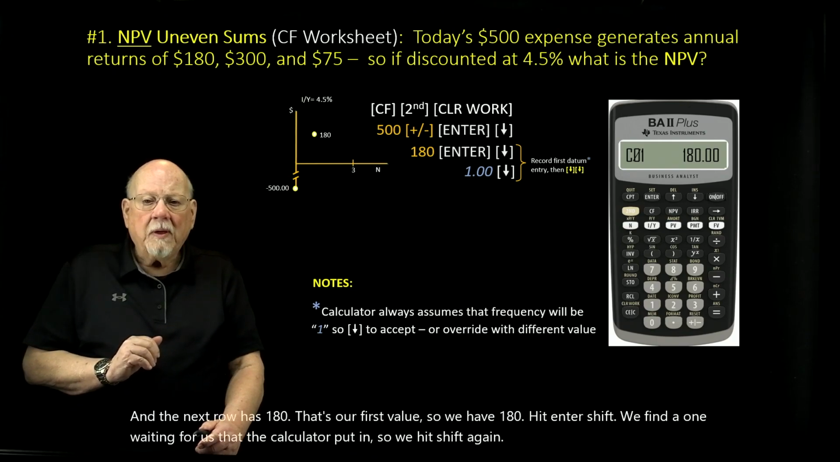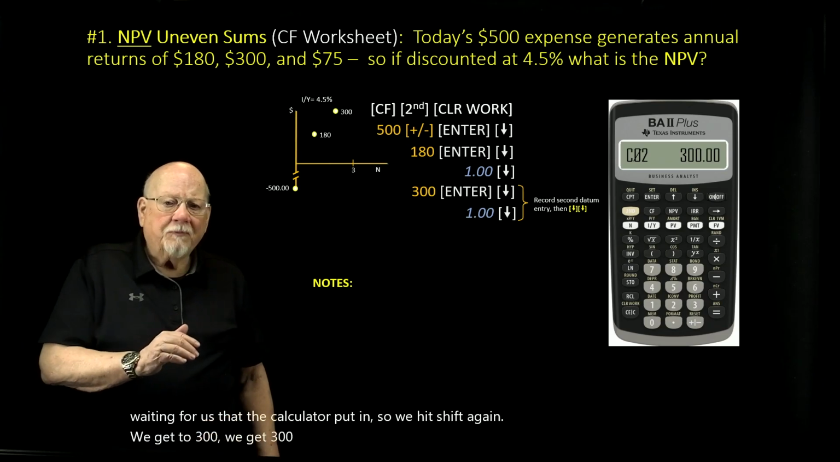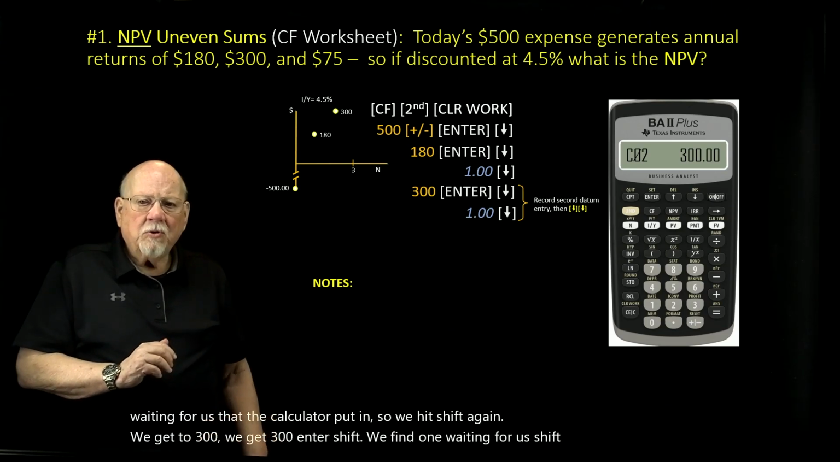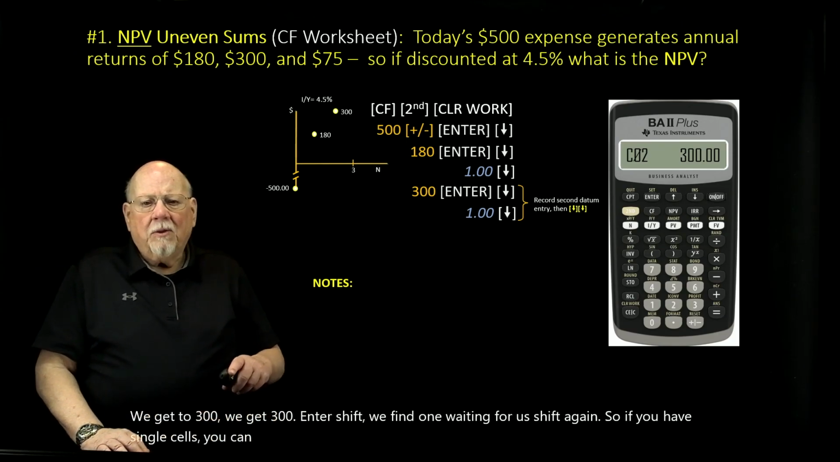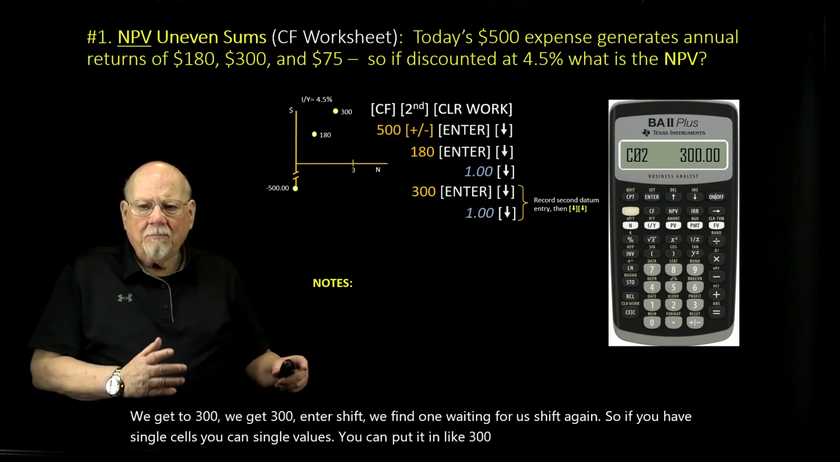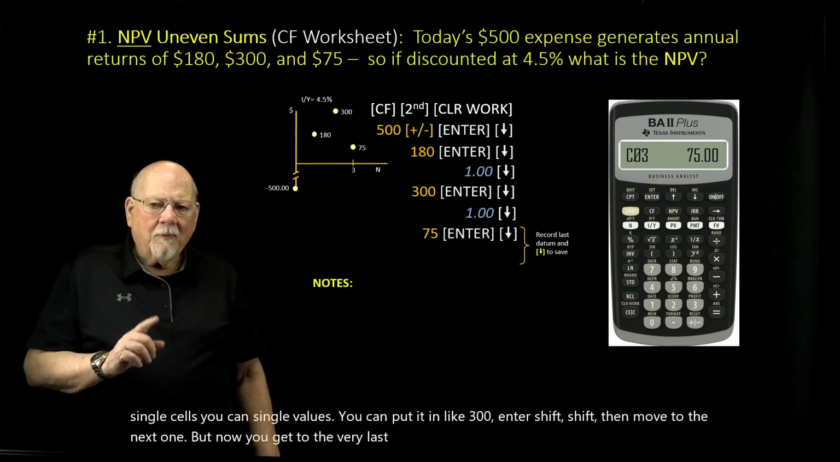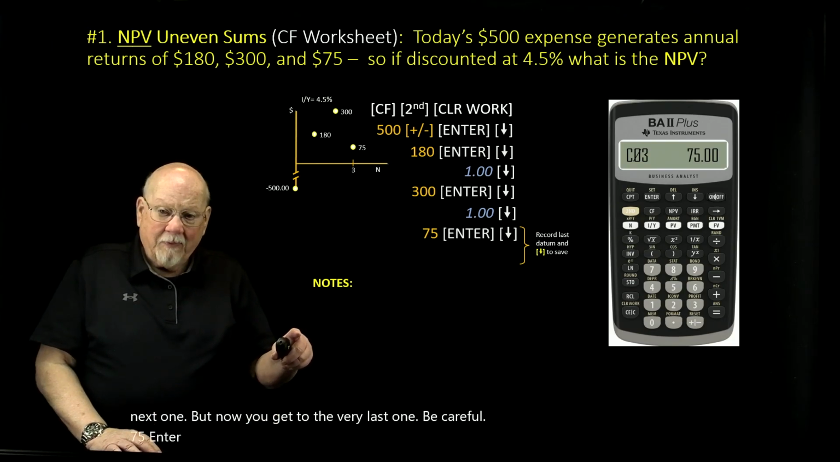We get to 300. We hit 300, enter, shift. We find a 1 waiting for us, shift again. So if you have single values, you can put in like 300, enter, shift, shift, and move to the next one. But now you get to the very last one, be careful. 75, enter, down, or shift rather.